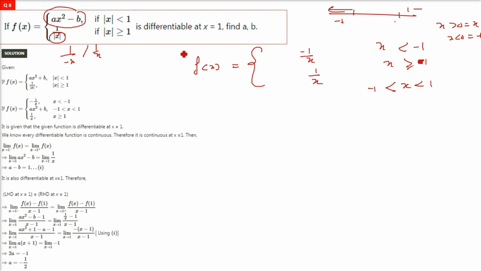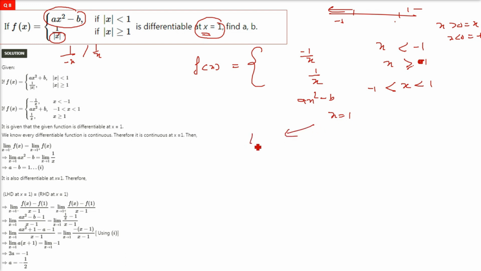And how about x between -1 and 1? It is going to be ax square minus b. Now, all these are differentiable functions, and we know every differentiable function is continuous. It is already given in the question that it is differentiable at x equals 1, so it is continuous also at x equal to 1.